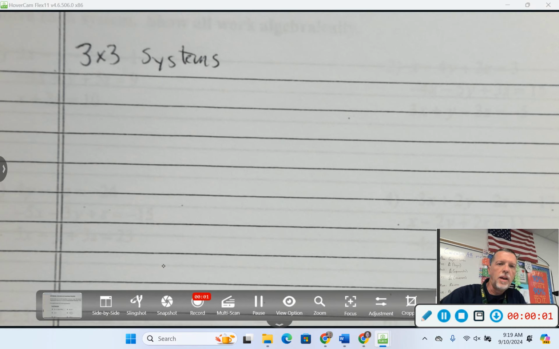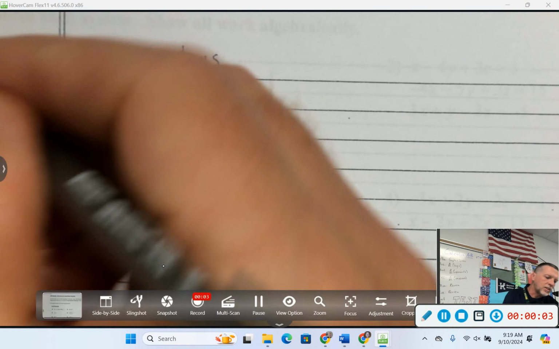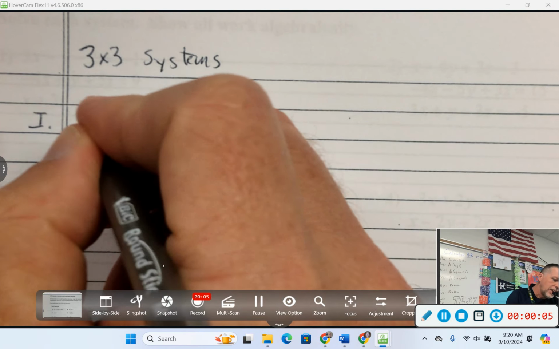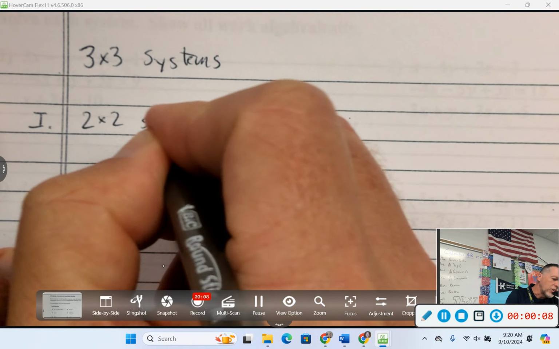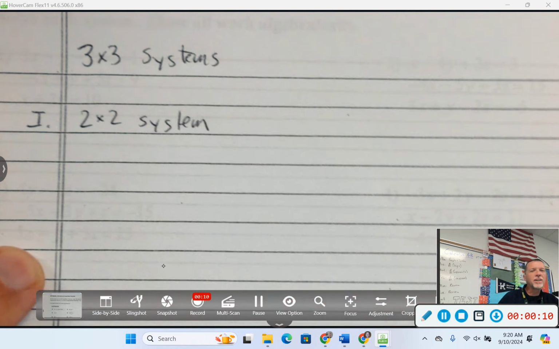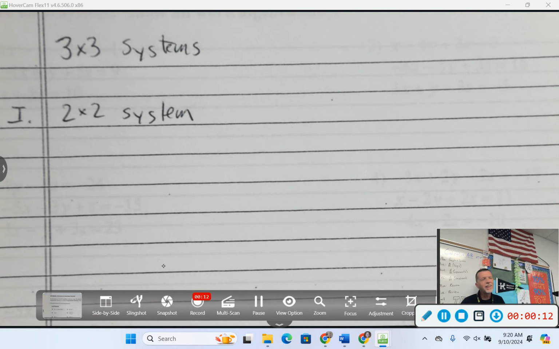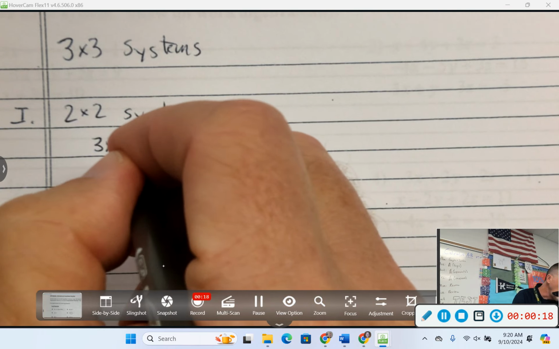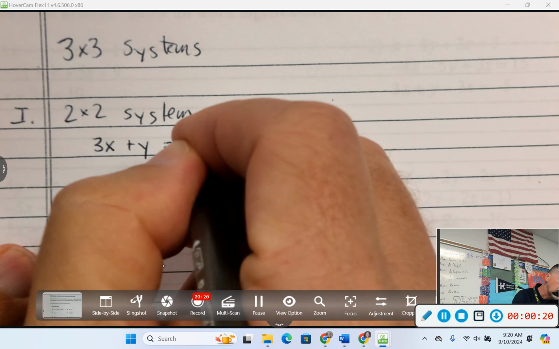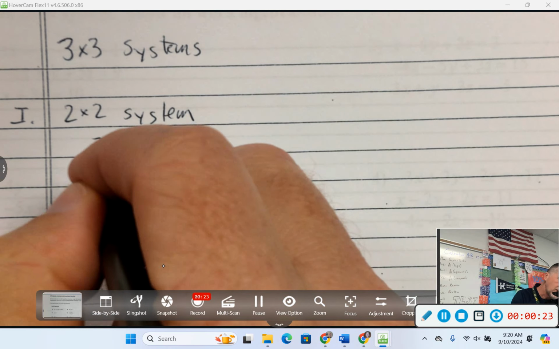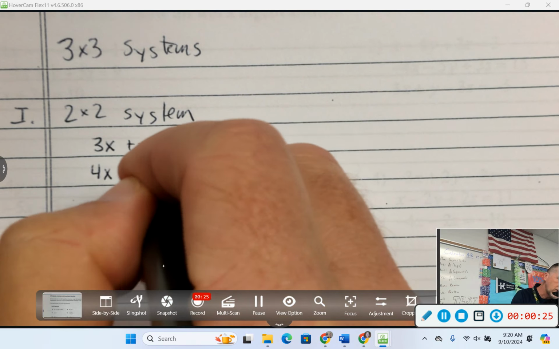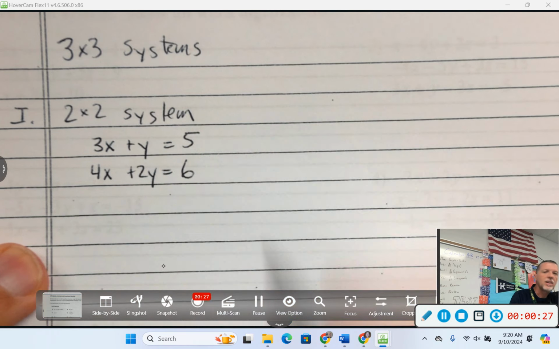All right, 3x3 systems. Let's back up though. Let's do a 2x2 system, just to remind ourselves what the system is, how to do this combination or elimination method. 3x plus y equals 5, and 4x plus 2y equals 6.